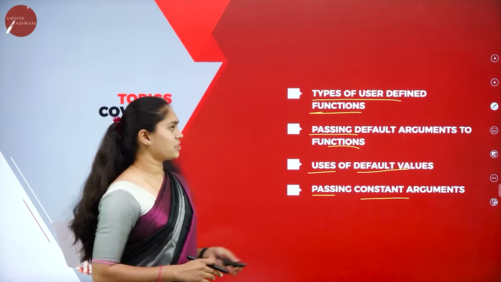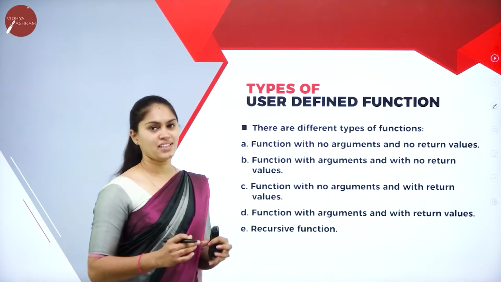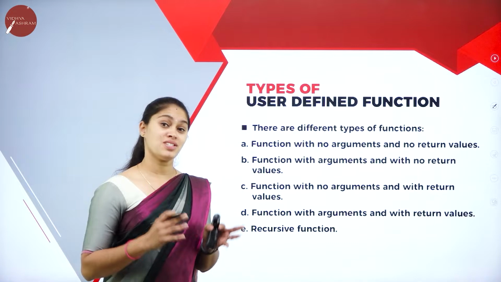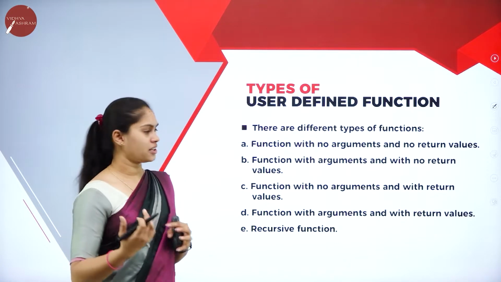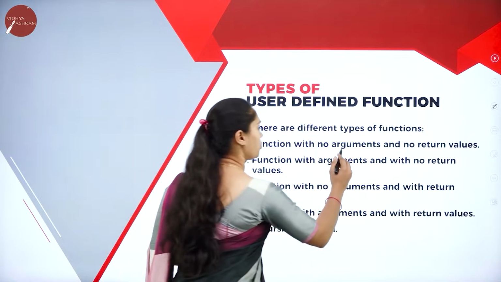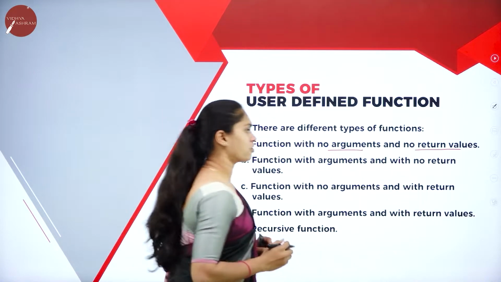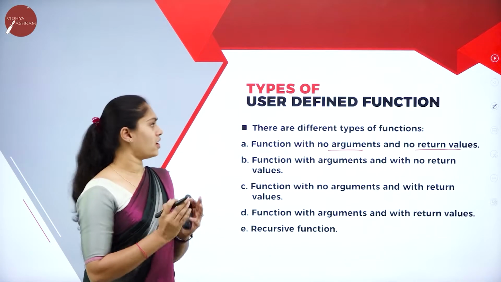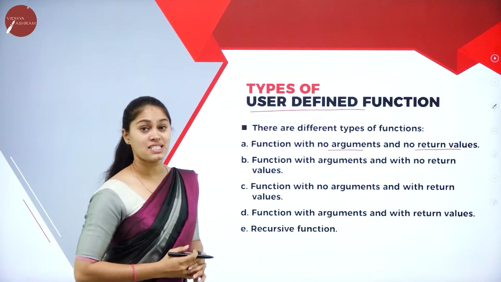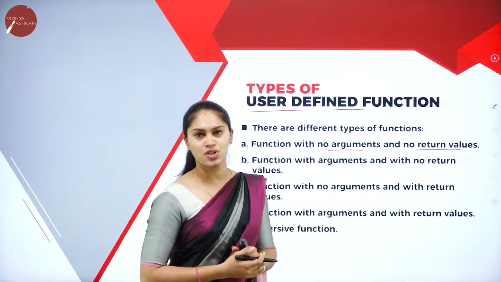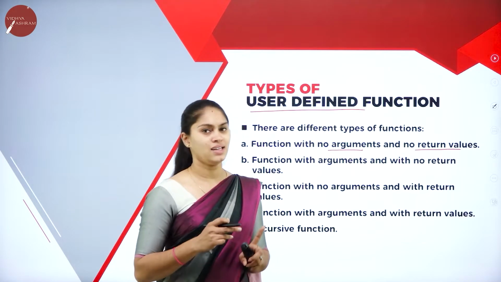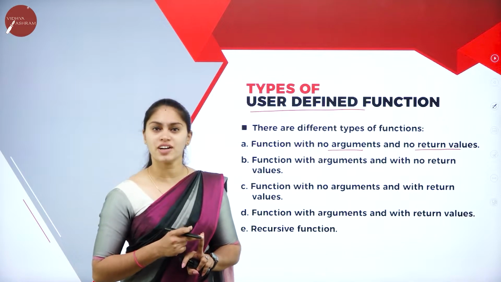Now we will see the types of user-defined functions. When it comes to the types of user-defined functions, don't get confused; you just need to remember only two things. What are they? You have to remember the argument and the return value. Already we know about the user-defined function, and I have discussed its definition and structure. What is the first point you are supposed to remember? Its return type. Second is the function name.